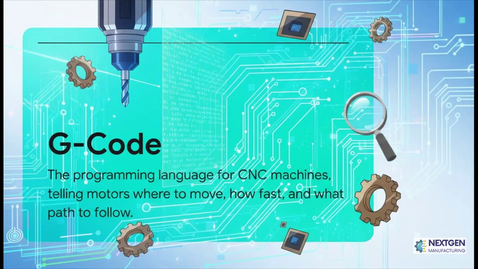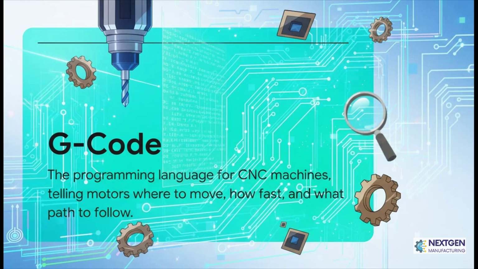G-code is, at its heart, the fundamental programming language for all CNC machines. The best way to think of it is like a script made up of super simple text commands. And its universality, that's the magic key. It means you can design a part in Texas and have it made on a machine in Germany. No translation needed.